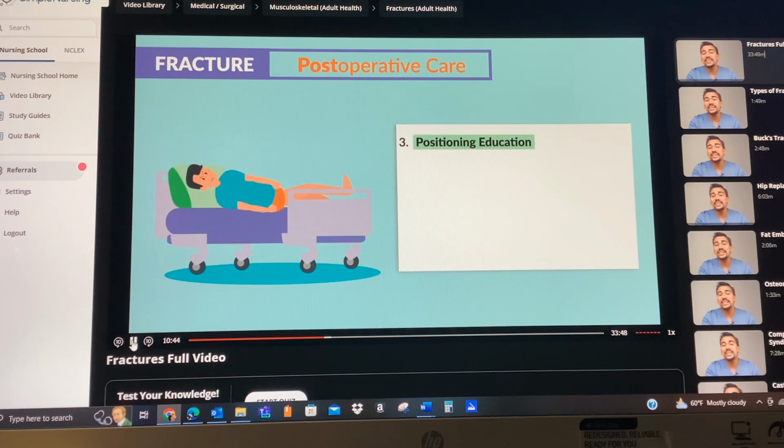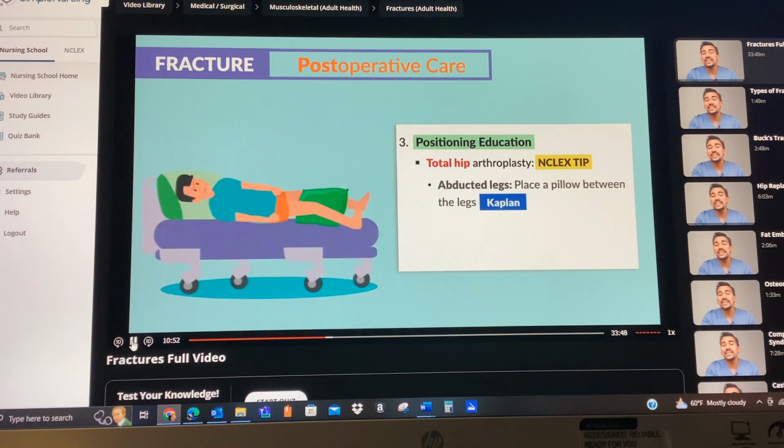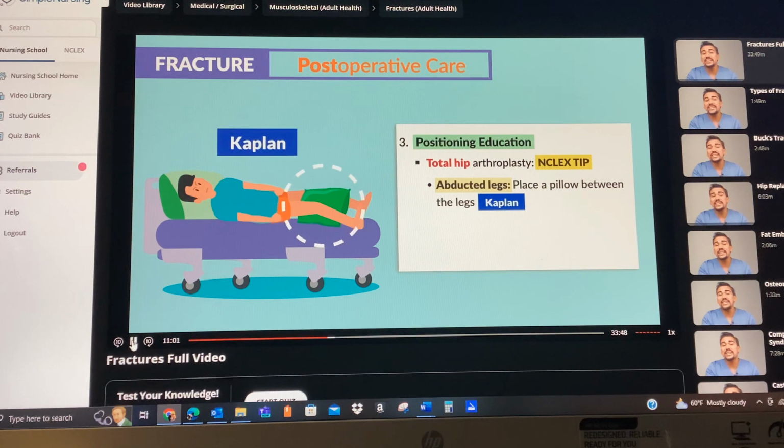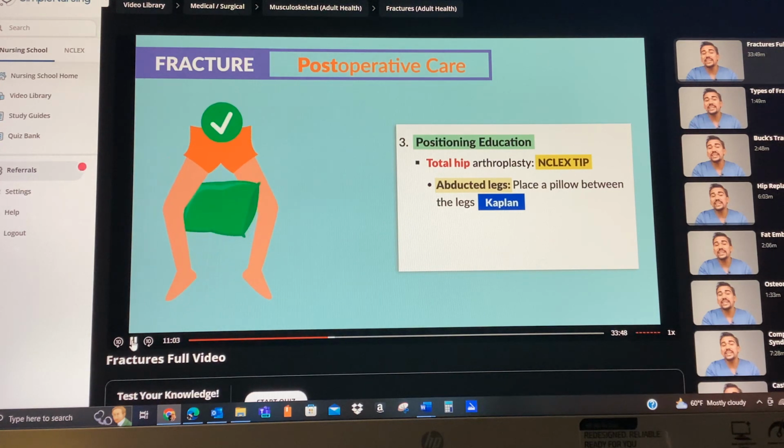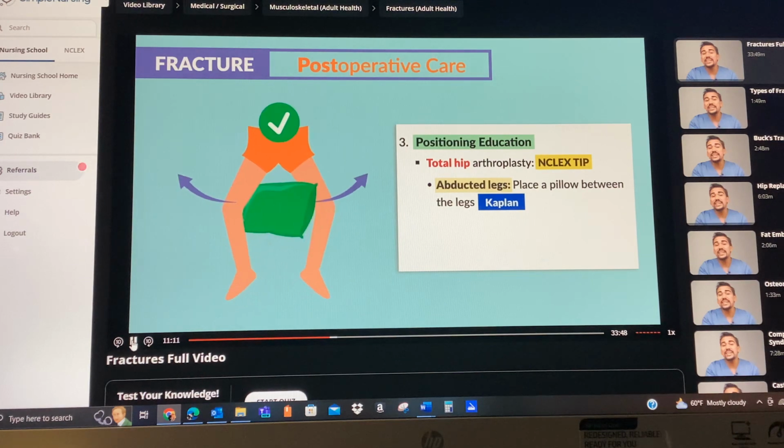Now, number 3 is position education. This is always huge, especially for total hip arthroplasties. Big NCLEX tip. We always make sure to abduct the legs. Write that one down. Place a pillow between the legs. This was mentioned by Kaplan and multiple different question banks. So we always keep the legs open, wide open, never together or adducted. So don't let the NCLEX trick you. Always abducted, away from each other.